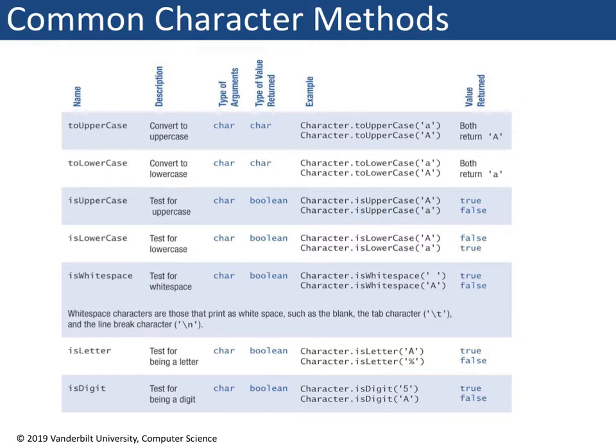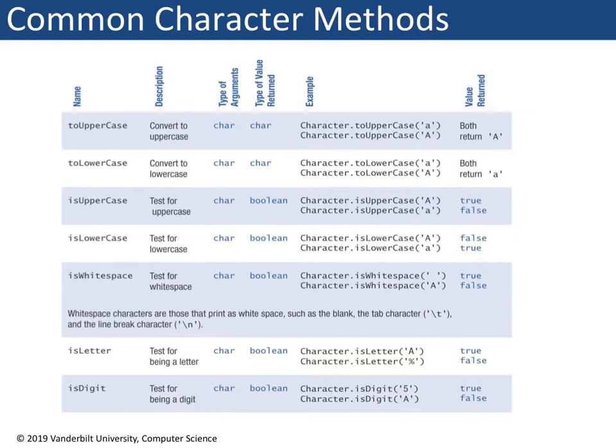isUpperCase is going to return a Boolean value. So we see the return type here for toUpperCase is char. The return type for isUpperCase is Boolean. isLowerCase is Boolean. So if we pass the character lowercase a to the method isLowerCase, which is built into the Character class, we will get the return value true.